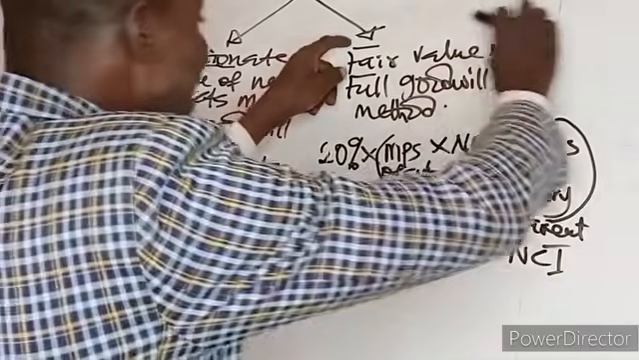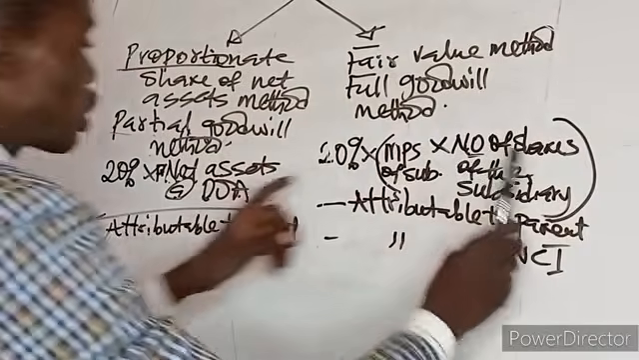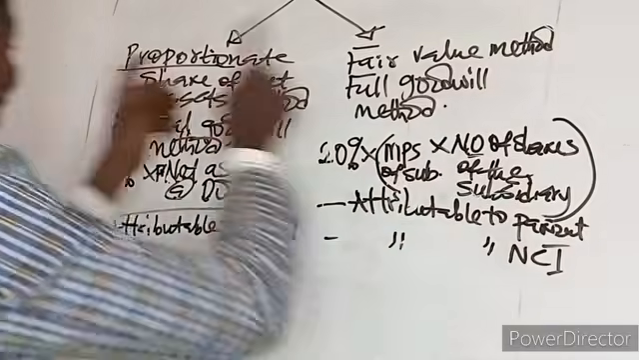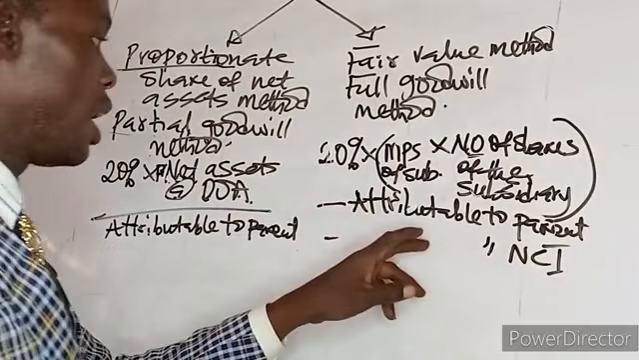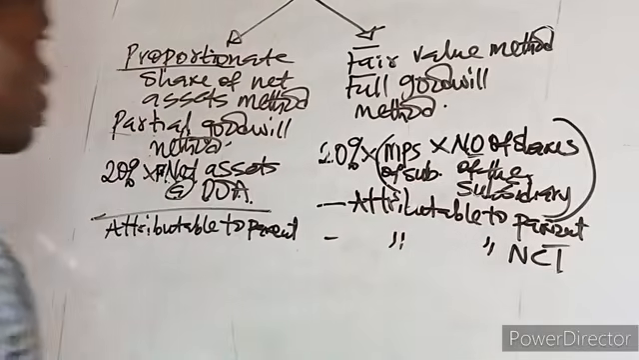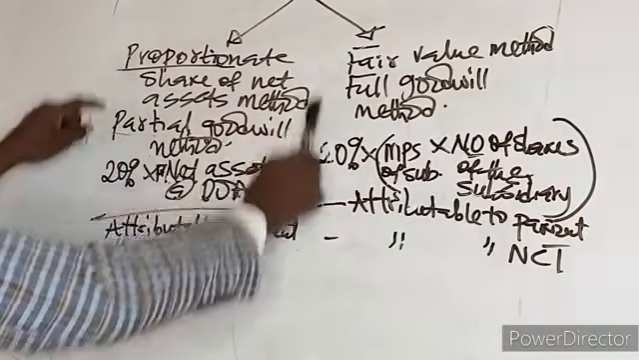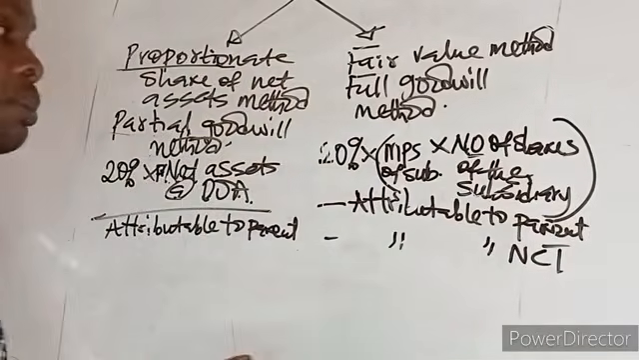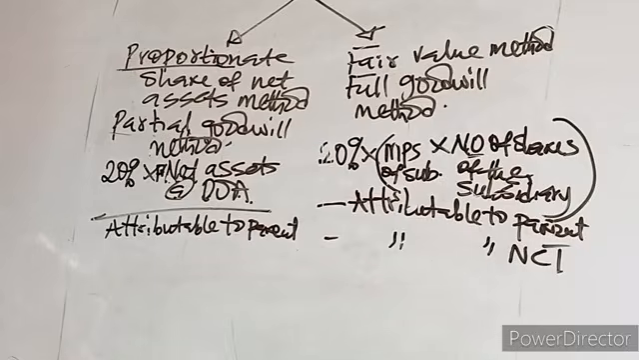Meaning that if you calculate goodwill under the fair value method and you calculate goodwill under the proportionate share of net asset method, and you subtract one from the other, the amount by which the fair value goodwill exceeds the proportionate goodwill is the amount of goodwill attributable to NCI. I want you to take note of that.